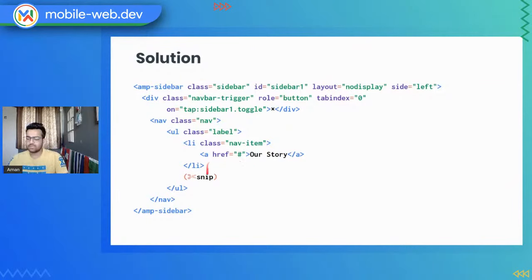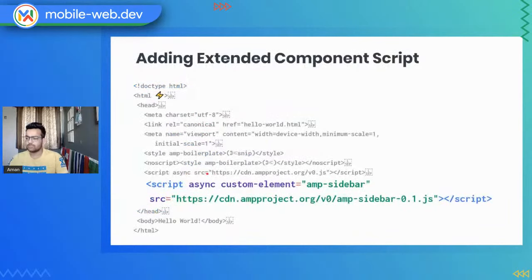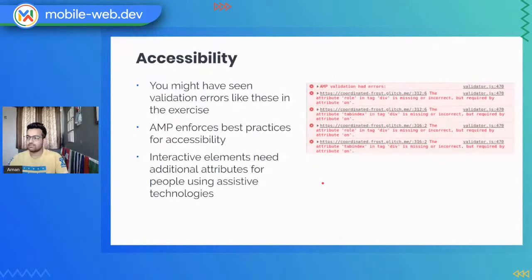So next thing, we need to include the extended component, and this is the script to include AMP sidebar as the extended component, which is amp-sidebar-0.1.js, and this will enable your sidebar inside this. So again, this will show some kind of accessibility issues, and then you need to go to the AMP validator.